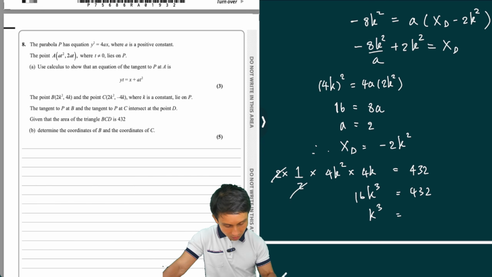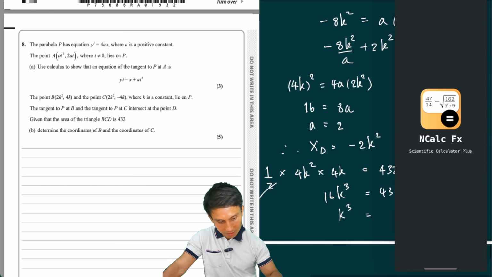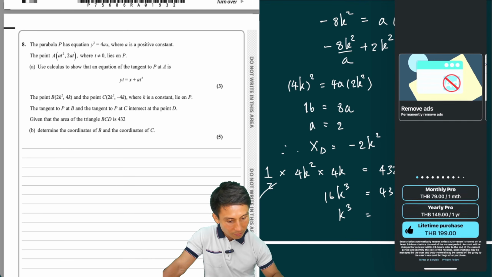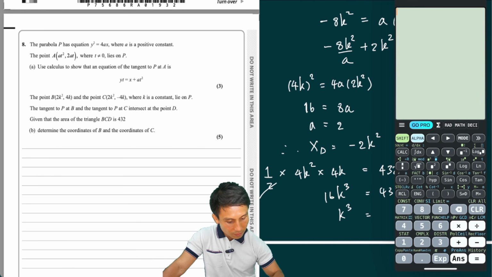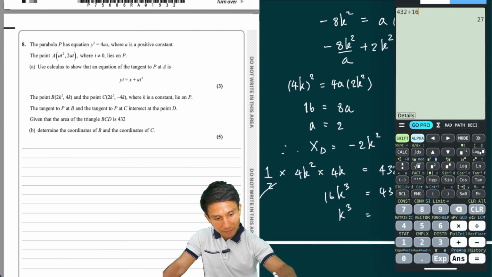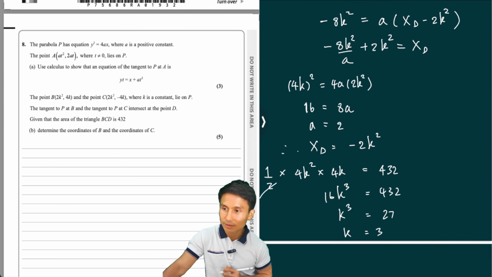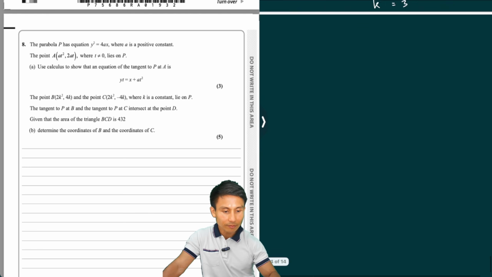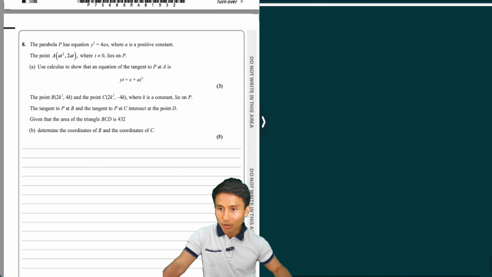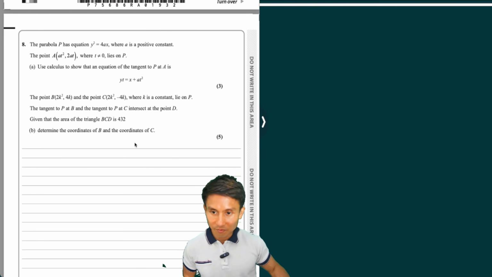So k cubed equals, what's that? 432 divided by 16, that's 27. Yeah. And then cube root of 27 is 3. Okay. There you go. Now we know k, so we can find the coordinates of b and c.